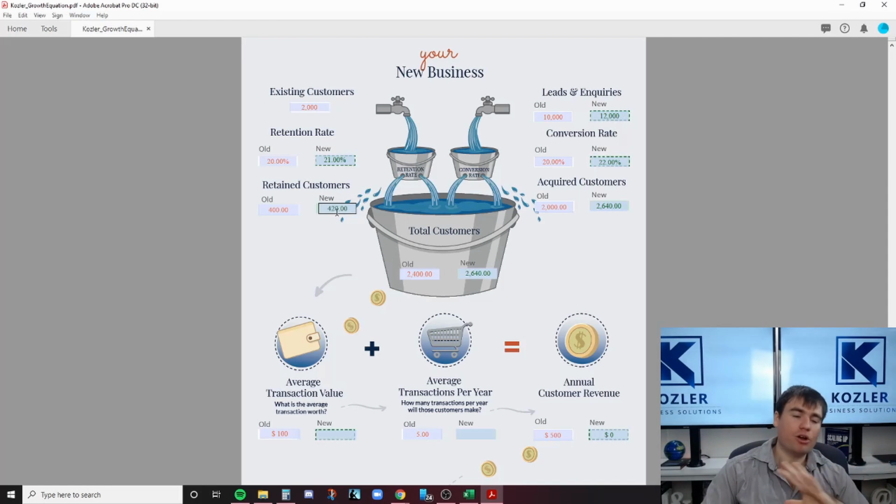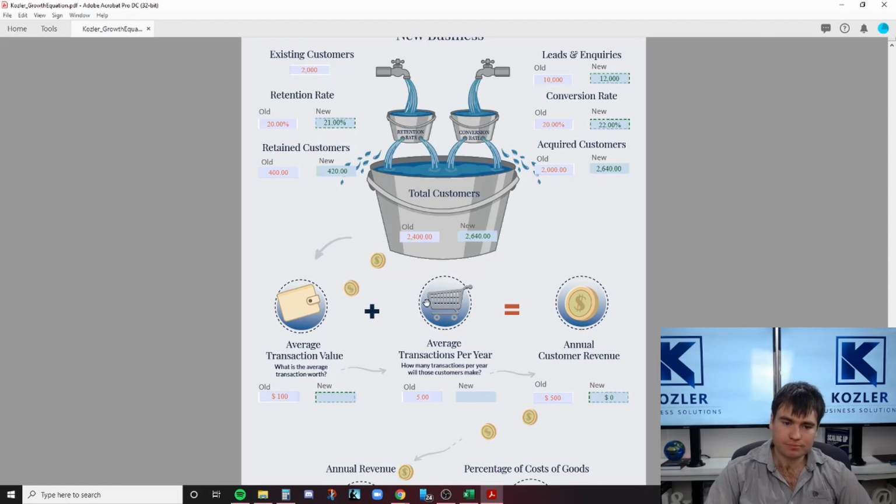And this is why I want to say you might think, oh, that's not a lot. And it's true, it's not a lot, but I want to show you how these little numbers can add up to a massive difference at the end. So just bear with me. So we've implemented all these different strategies. We've implemented a conversion strategy, we've got more leads and inquiries, and we've looked at how we can make sure that the people that do come into our business stay in our business. So now we've effectively increased from 2,400 to 2,640 customers for this specific business.